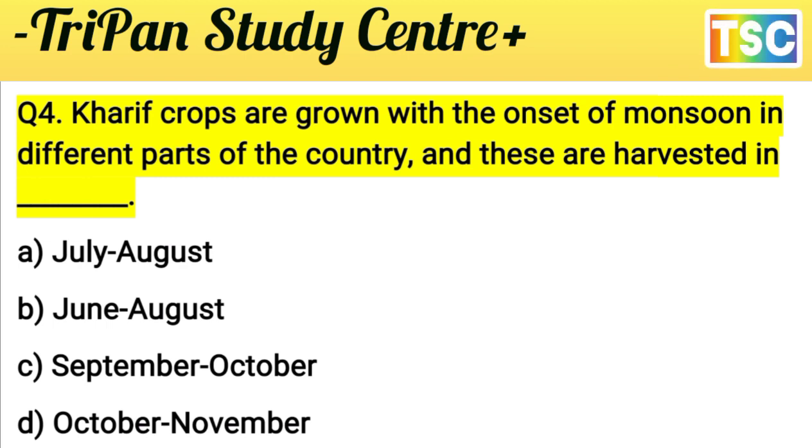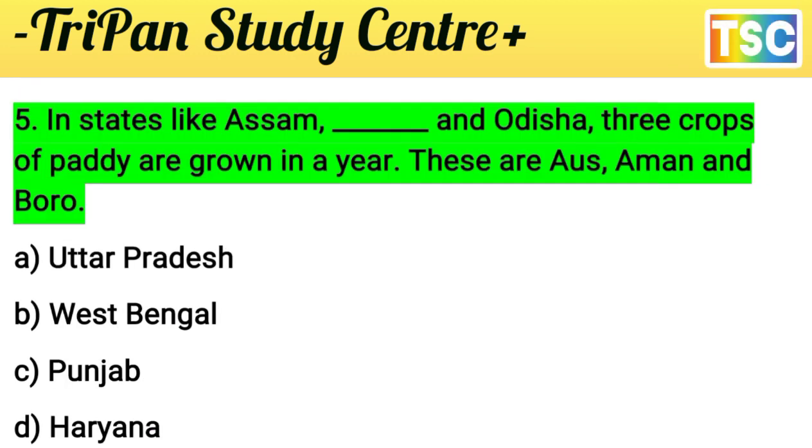Let's see the next question. The question is: in states like Assam, West Bengal and Odisha, three crops of paddy are grown in a year. These are Aus, Aman and Boro. That's important. The crop names are Aus, Aman and Boro. The question asks for the state where this happens.